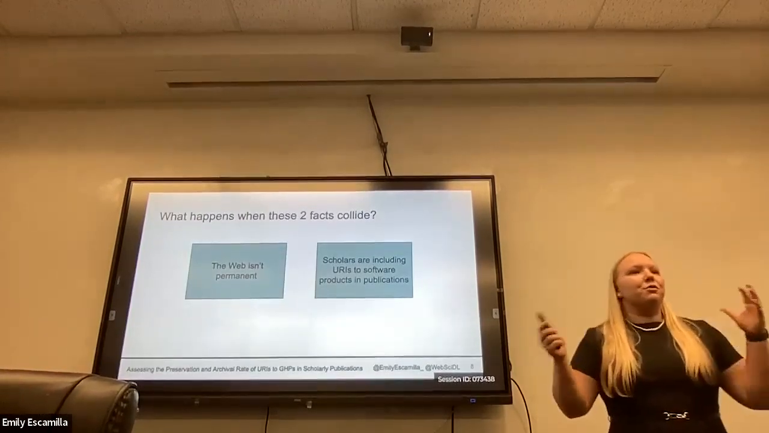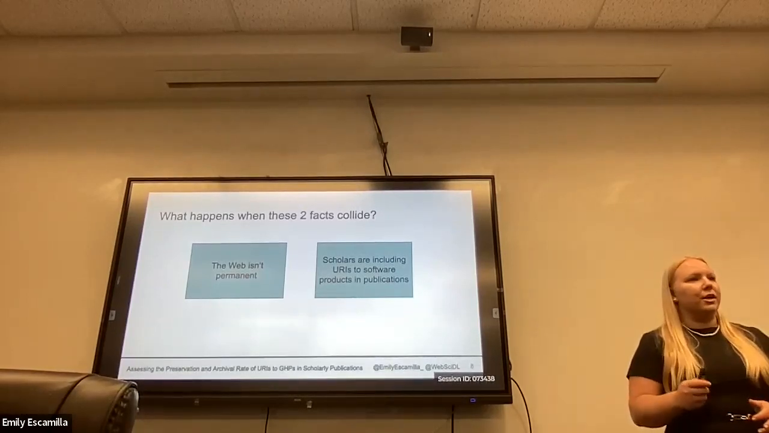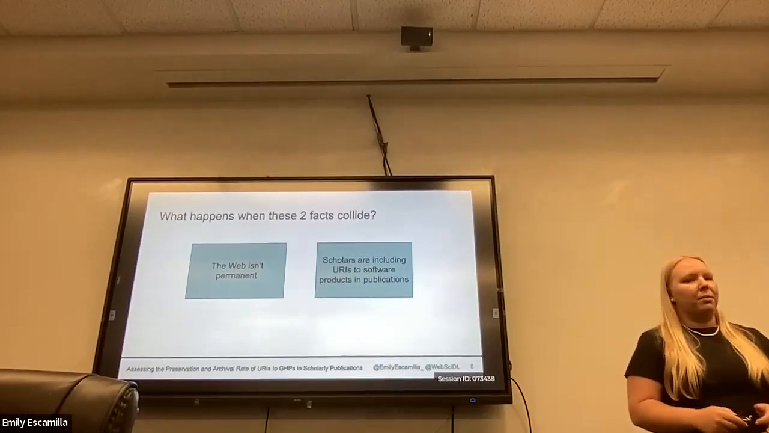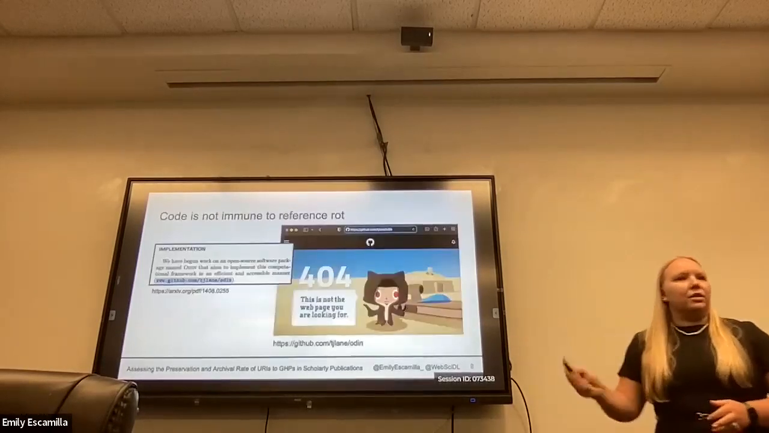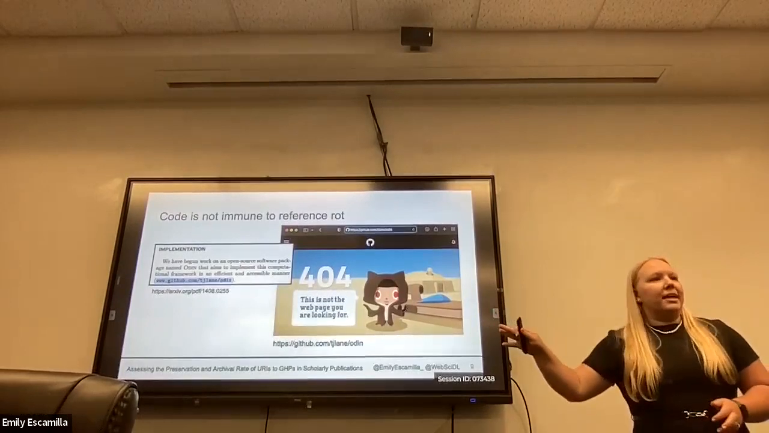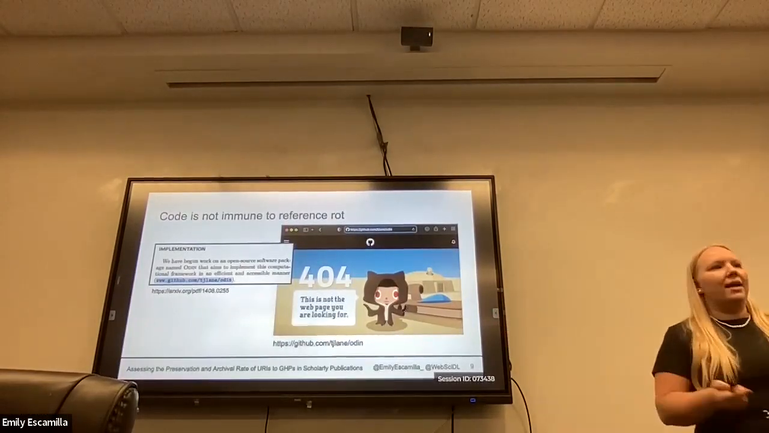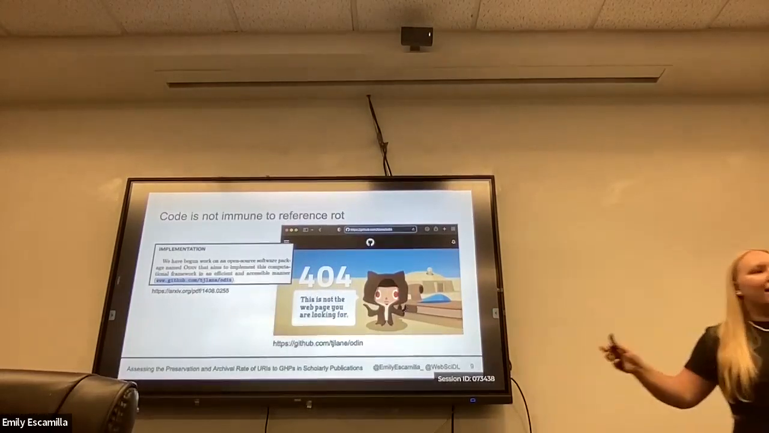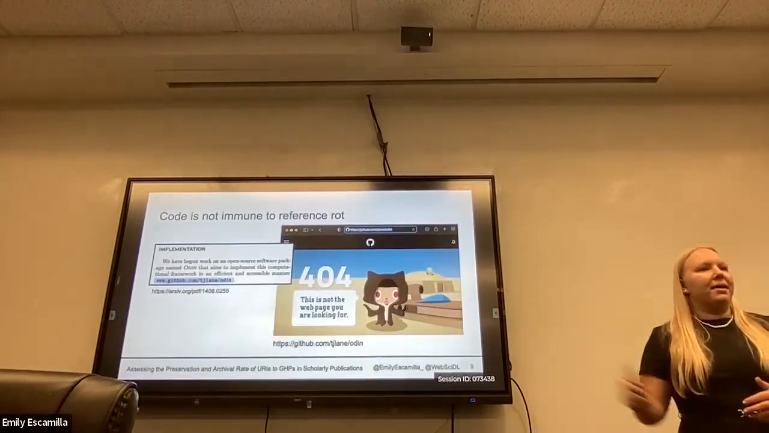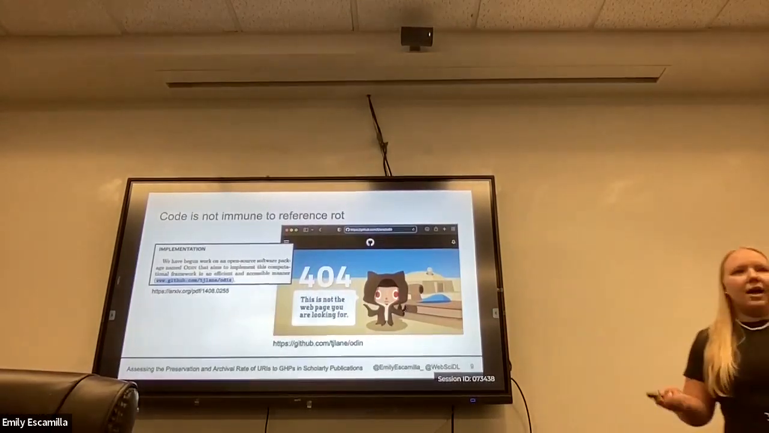What happens when these two facts collide, that the web isn't permanent and that scholars are including URIs to software in their publications? You get something that looks like this. This is the excerpt from our arXiv publication that I mentioned earlier. And this is what happens when I go to the GitHub URI that they provide. That URI that they're saying, again, here is where my methodology and the implementation of that lives, is no longer available on the live web.